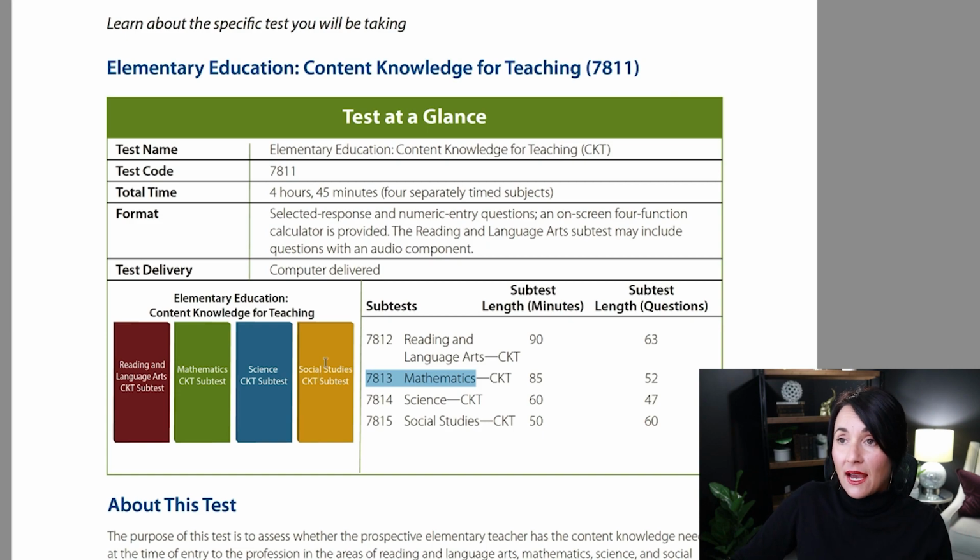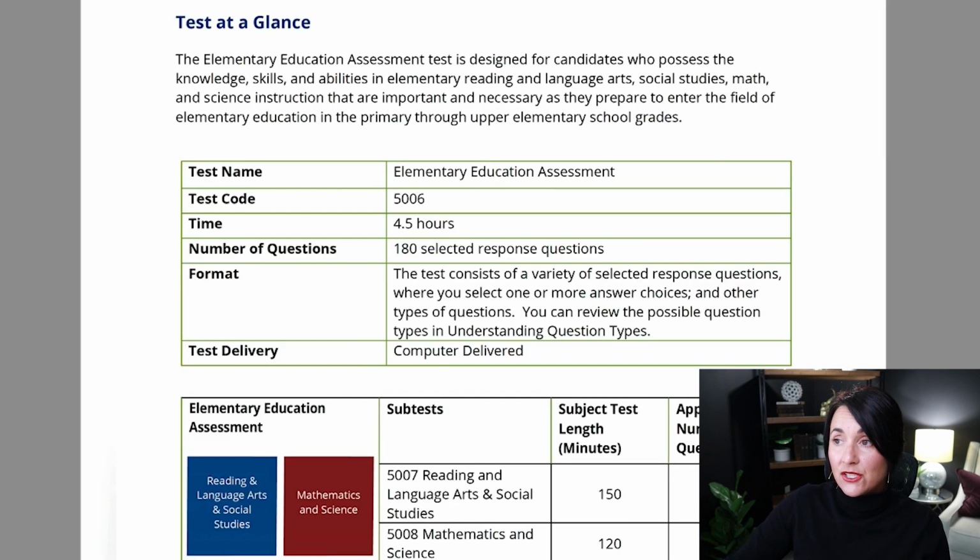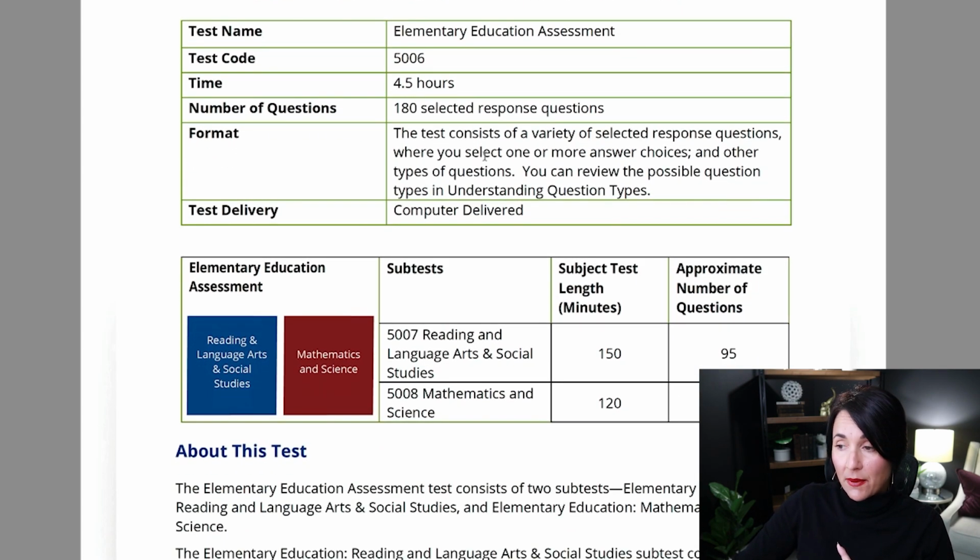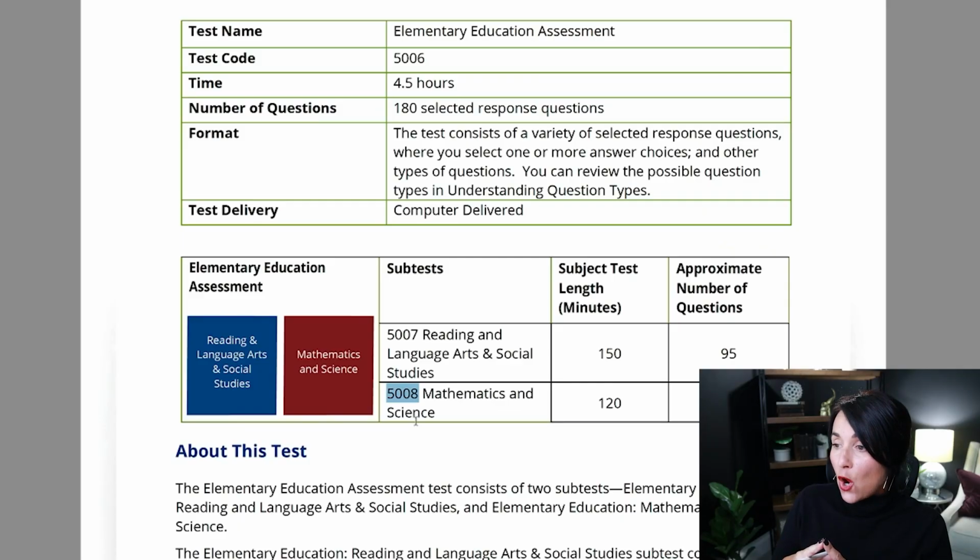Similarly, the Praxis Elementary Education Assessment is the new test, 5006. It has 2 main content categories: 5007, which is reading and language arts, and social sciences or social studies, and the 5008, which is the mathematics and the science. So they basically lumped the STEM subjects together, and the language arts and the humanities together there. We're going to focus today on the 5008.